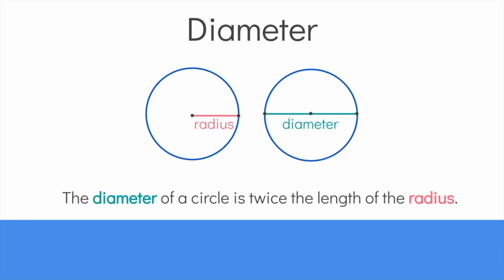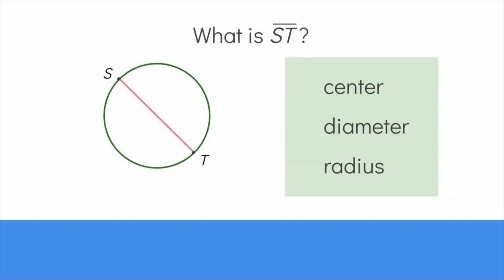Now that we're familiar with the parts of a circle, let's look at some example problems. What is line segment ST? Well, we can see that this line segment connects 2 points on the circle, S and T. Does line segment ST pass through the center of this circle? That's right, it does. So that means that line segment ST is a diameter.